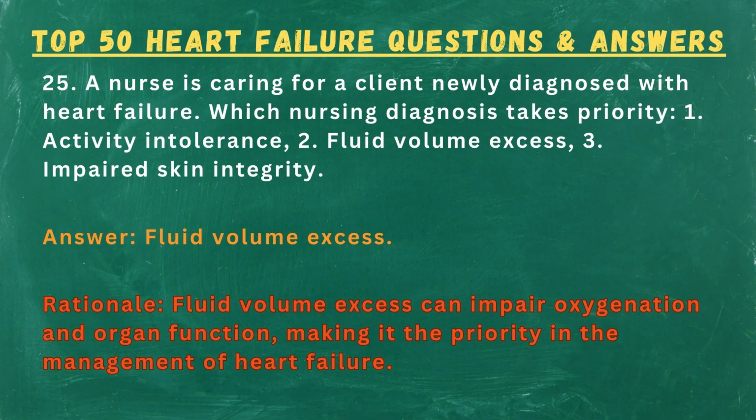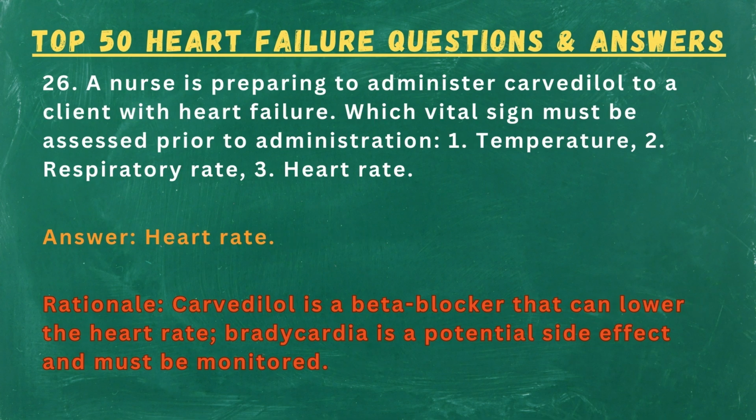Rationale: fluid volume excess can impair oxygenation and organ function, making it the priority in the management of heart failure. 26. A nurse is preparing to administer carvedilol to a client with heart failure. Which vital sign must be assessed prior to administration? 1. Temperature. 2. Respiratory rate. 3. Heart rate. Answer: heart rate. Rationale: carvedilol is a beta blocker that can lower the heart rate. Bradycardia is a potential side effect and must be monitored.